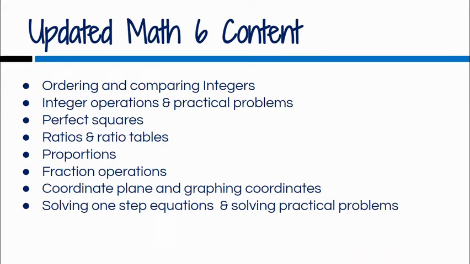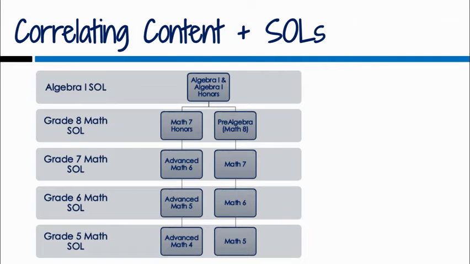Here is the Math 6 content. These standards come from the most recent VDOE from 2018. You can see that students would be learning everything from integers to ratios, proportions, and solving one-step equations. It's very important that we take a look at how the correlating content and SOLs are related.